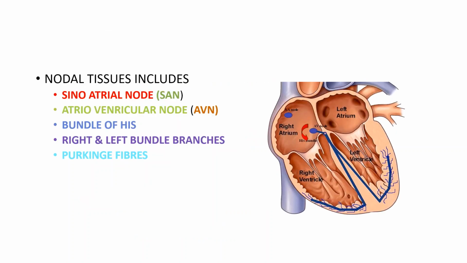See here, nodal tissues in the heart: sinoatrial node, SAN; atrioventricular node, AVN; bundle of His, right and left bundle branches, and Purkinje fibers. Here, the sinoatrial node can generate action potentials without any external stimuli. That's why the sinoatrial node is called the pacemaker.